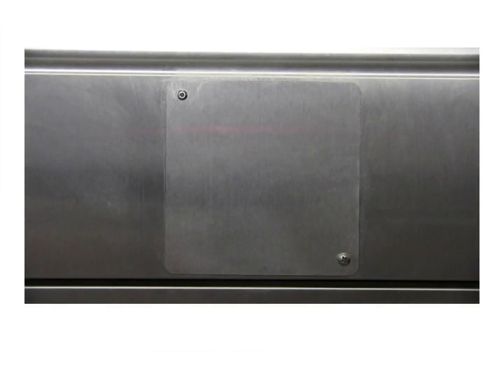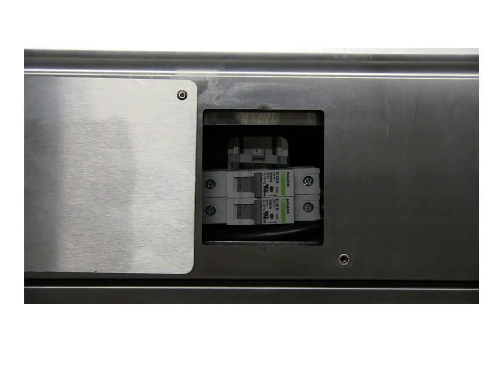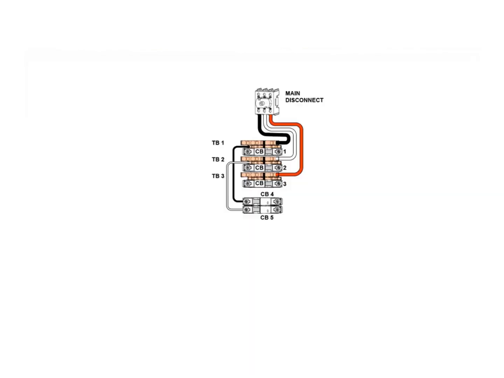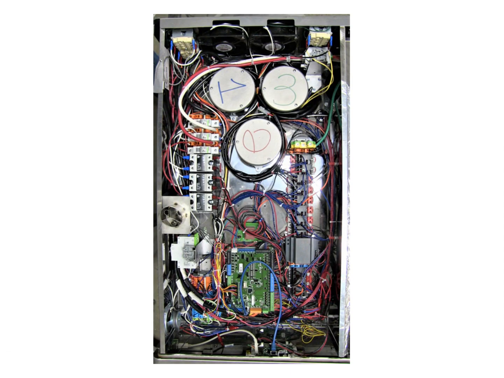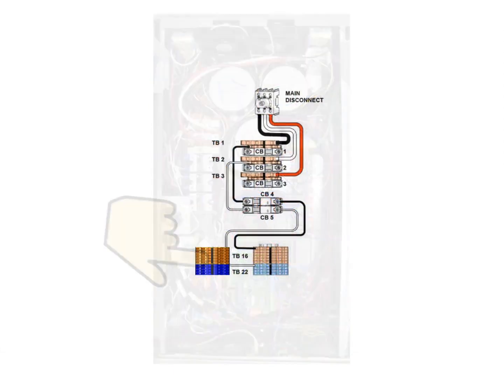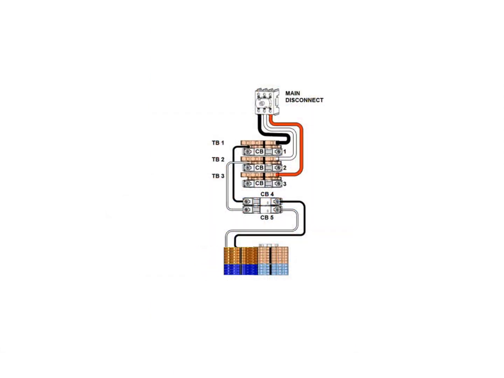On the outside of the oven is a removable panel to be used for resetting the circuit breakers without having to open the top of the oven. It is a good practice before performing any troubleshooting on the oven to open this panel and reset these circuit breakers. Connected to the load side of circuit breakers 4 and 5 are terminal blocks TB16 and TB22.